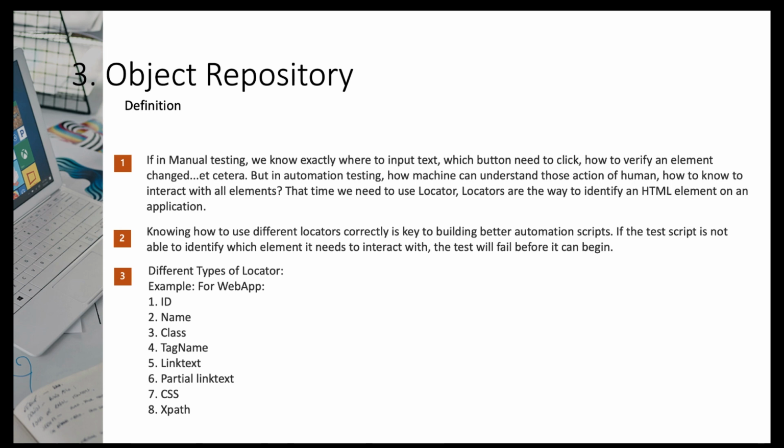In manual testing, we know exactly where to input text, which button needs to be clicked, how to verify an element changed, etc. But in automation testing, how can a machine understand those actions of a human, and how to know to interact with all elements? That is when we need to use a locator. Locators are the way to identify an HTML element on an application.